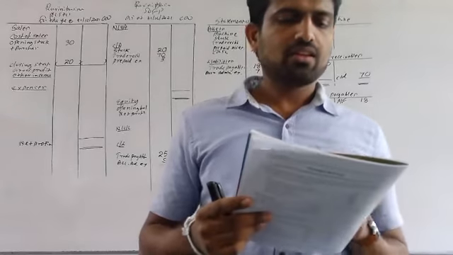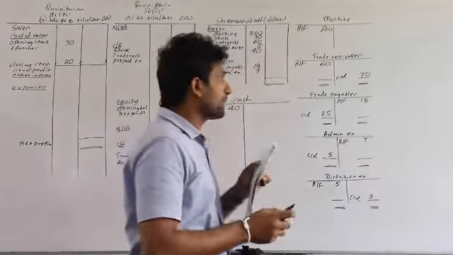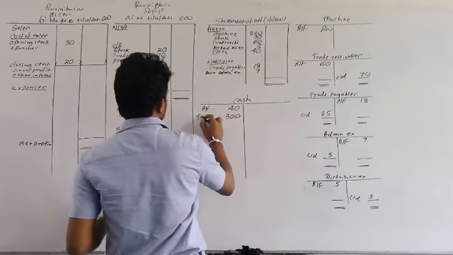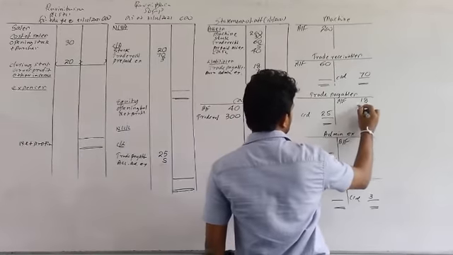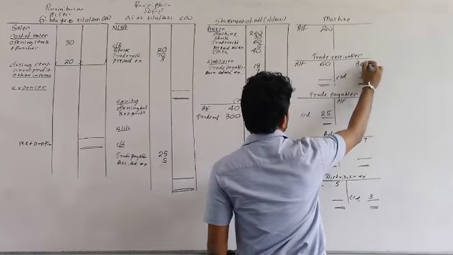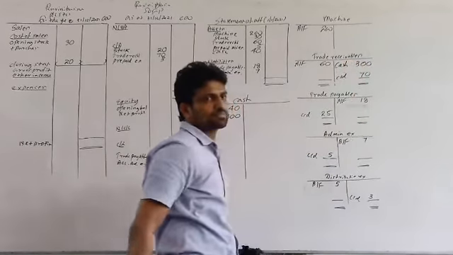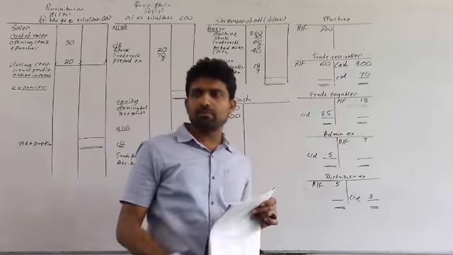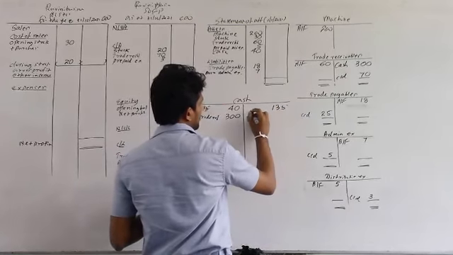Clear. Receipts from trade receivables 300. Cash account debit 300. Credit to trade receivables. Next, payment to trade payables 135, cash account credit 135, debit to trade payables.